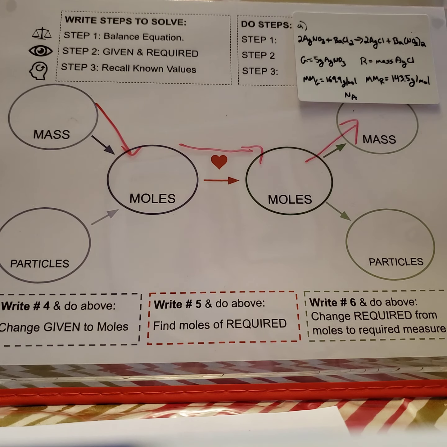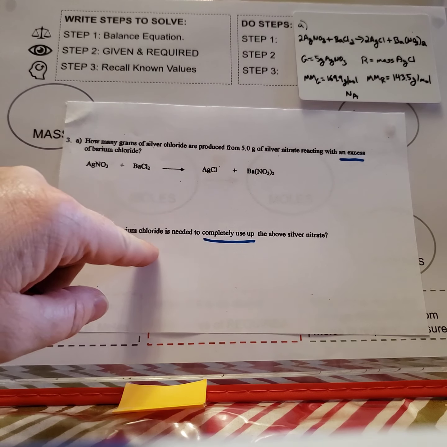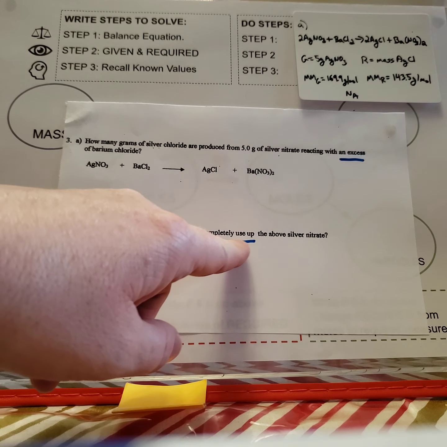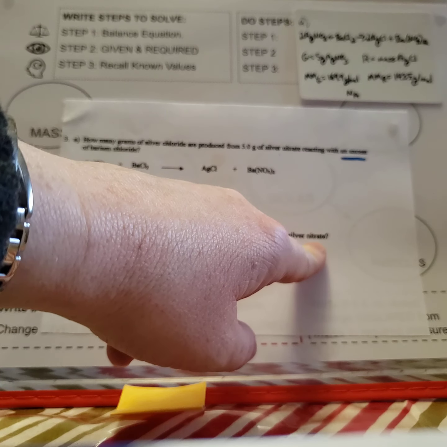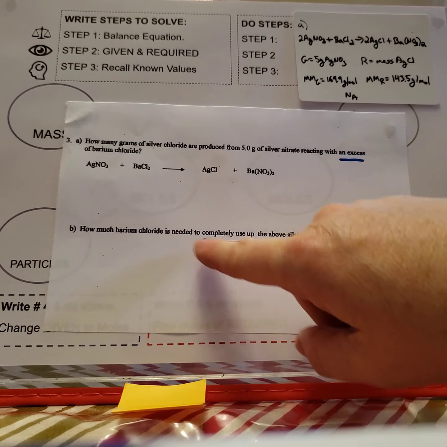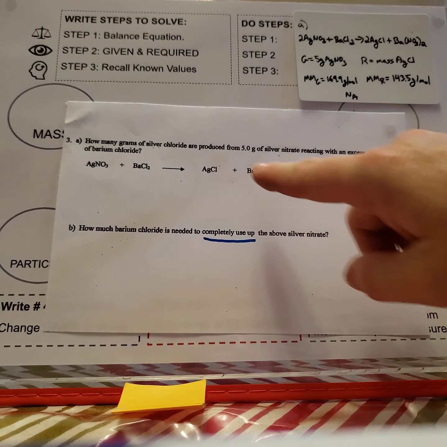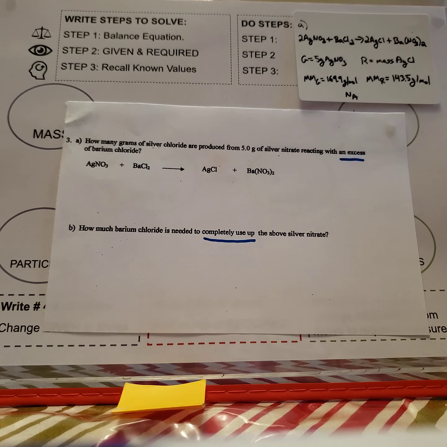Let's take a look at part B. All right, so for part B, how much barium chloride is needed to completely use up the silver nitrate? So they told us we had an excess up here. Now they want to know precisely how much barium chloride is going to be reacted with the silver nitrate. So we might want to know how much barium chloride we'll have left over if we dump too much in.